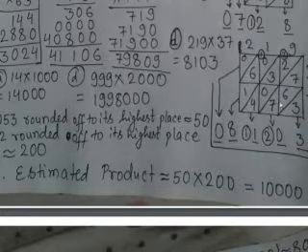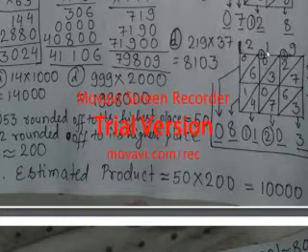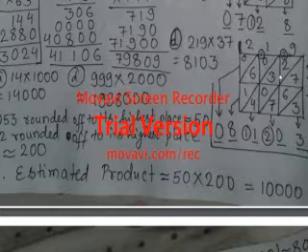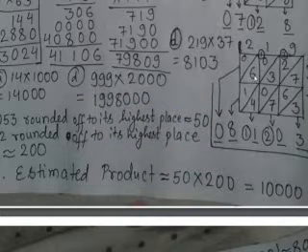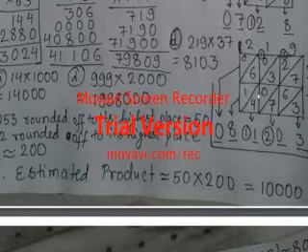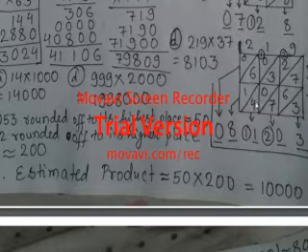3 × 1 is 3, so nothing at the tens place, so 0, and at the ones place there will be 3. Then 3 × 2 is 6, so at the ones place 6 and at the tens place 0. In the same way, 7 × 9 is 63, so ones place 3 and tens place 6. 7 × 1 is 7, so ones place 7 and tens place 0, and then 7 × 2 is 14, so ones place 4 and tens place 1.